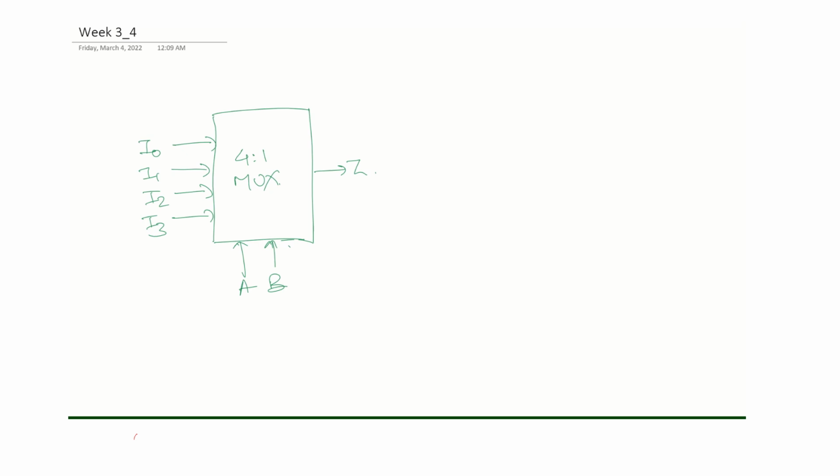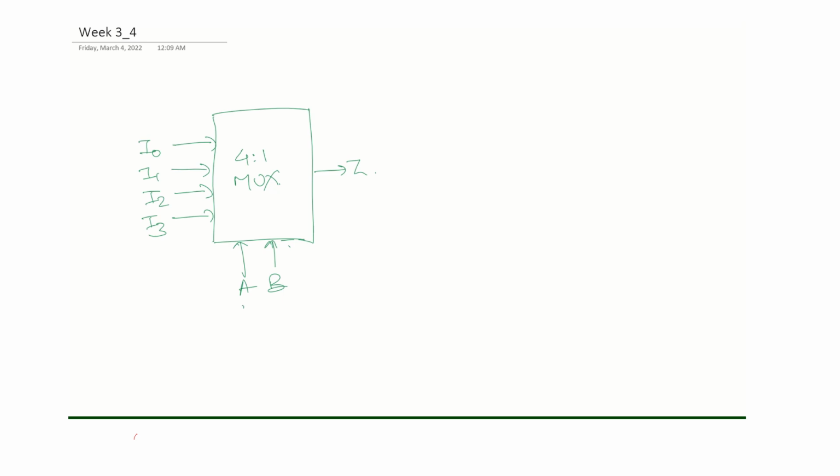Let's draw a 4:1 multiplexer. A 4:1 multiplexer will have 4 inputs and 2 control inputs, which are A and B. Let's call the inputs I0, I1, I2 and I3, and Z is the output. Depending on the control input, the particular input will be transmitted at the output.